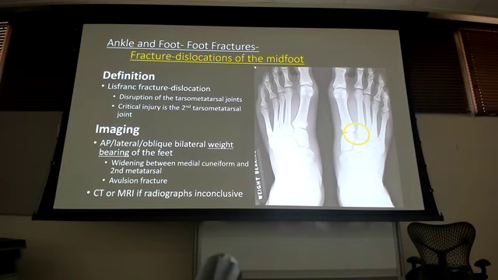You can see that joint space widening there on the right side, and it has that articulation with the joint. So any widening there, we need to be concerned for these fractures.